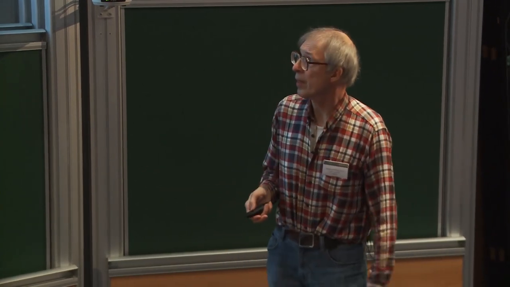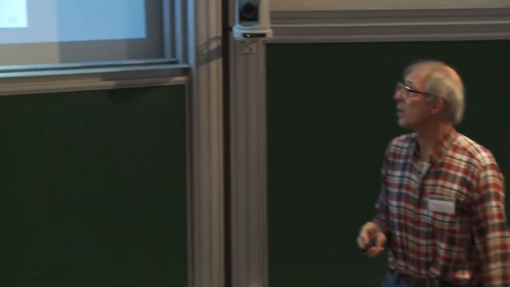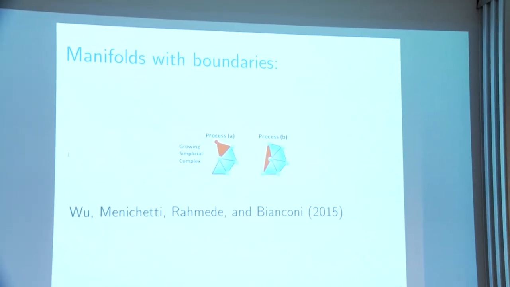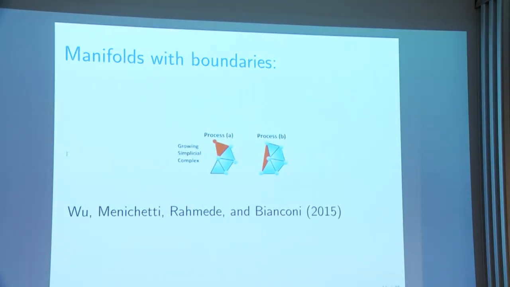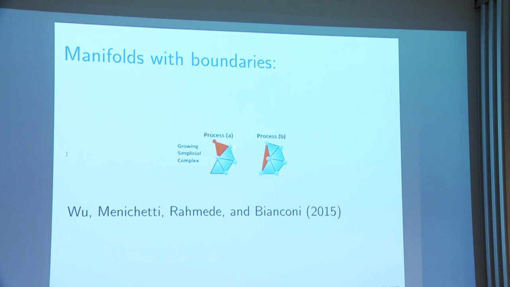So the first work in this direction was this one. And the idea was to grow triangulations from their borders in the following way. We attach a new triangle to a border, or we connect two second neighbors by a new edge, creating a new face.